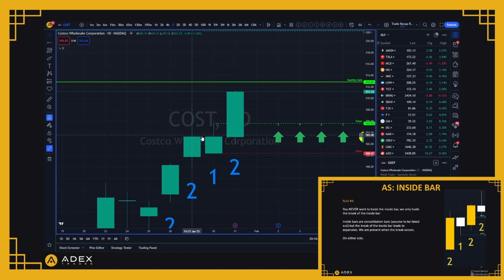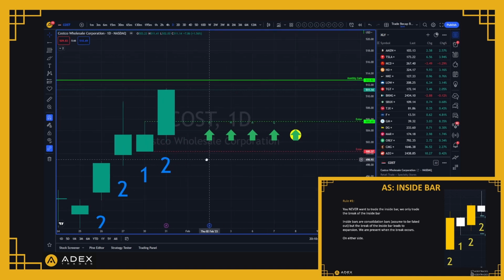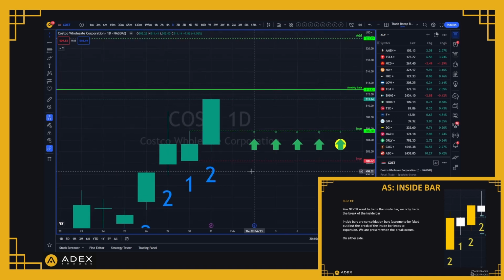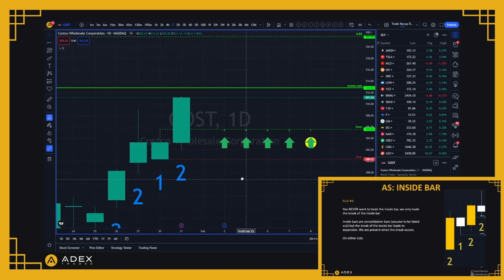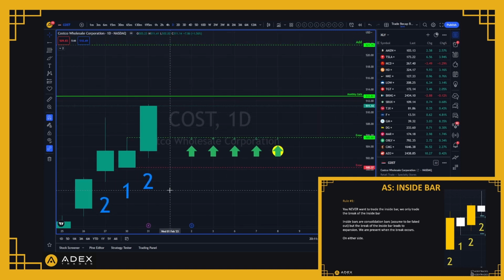You don't trade the inside bar per se, you trade the breakout of the inside bar. So that means if you're looking at the daily chart, you wait for the following day. If you're looking at the weekly chart, you wait for the following week, right, to play that weekly inside bar breakout. All right. Back to the PowerPoint.